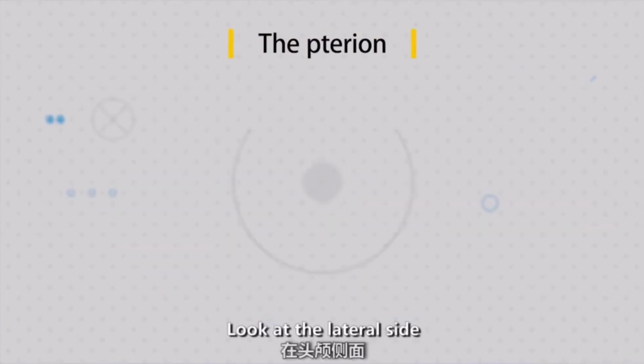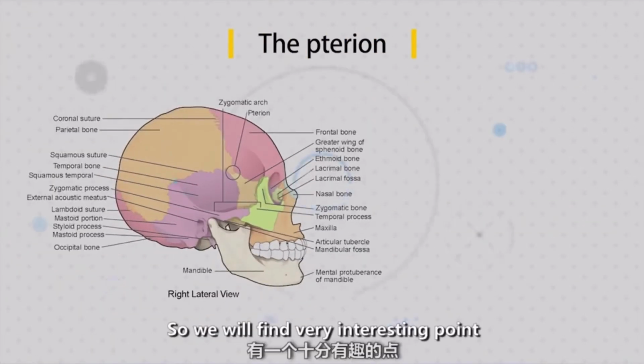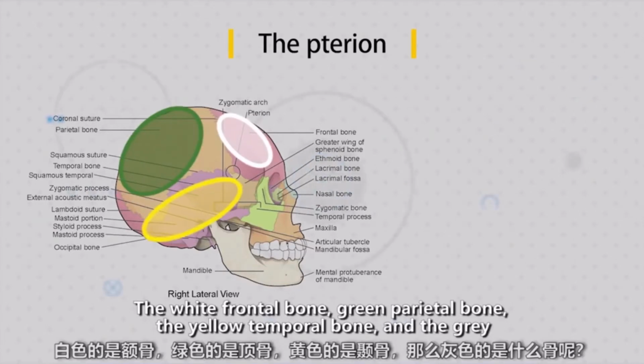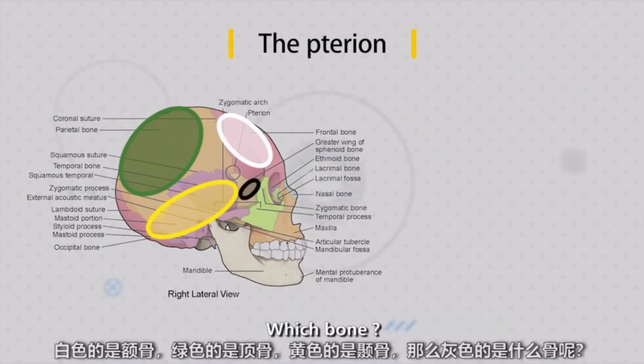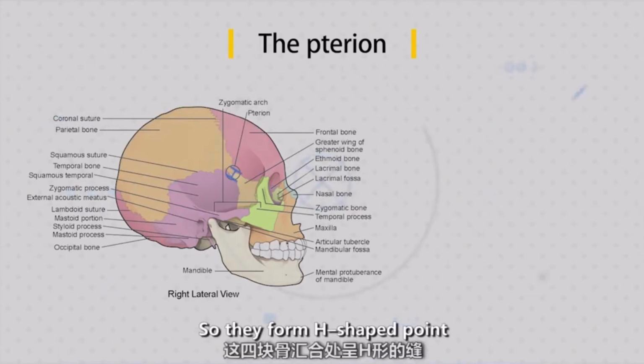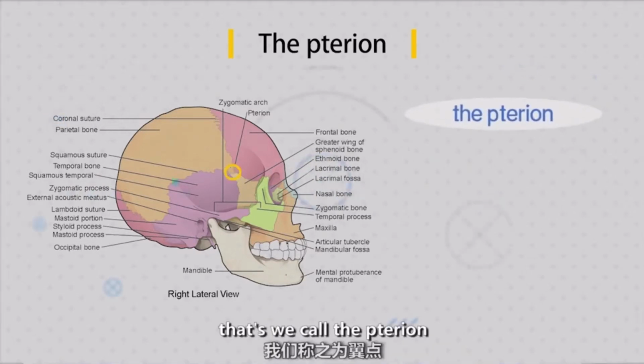Look at the lateral side, and we will find a very interesting point. See? The white frontal bone, the green parietal bone, the yellow temporal bone, and the gray, which bone? Can you figure it out? Yes, the sphenoid bone. They form an H-shaped point. That's what we call the pterion.